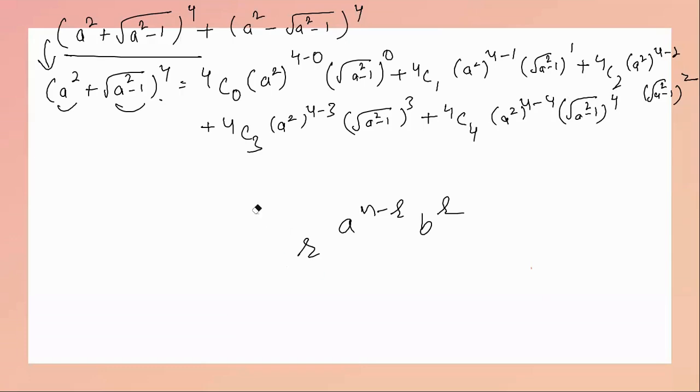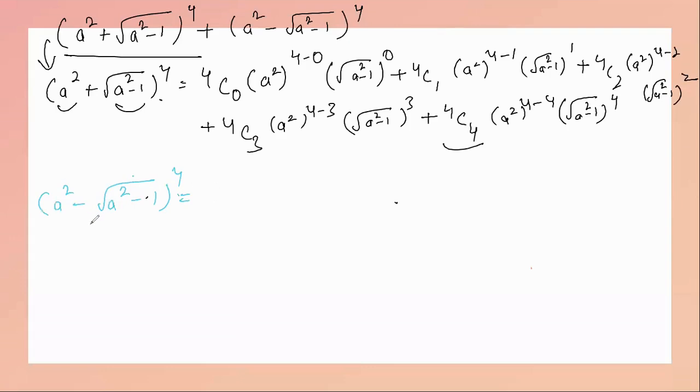Now, why is this the last term? Because here n and r both are equal. Now, let's not open it. Let's take the second expansion now: a² minus, not plus. So this is the second expansion. I'm changing the color. Okay, so the second expansion is (a² − √(a² − 1))⁴.